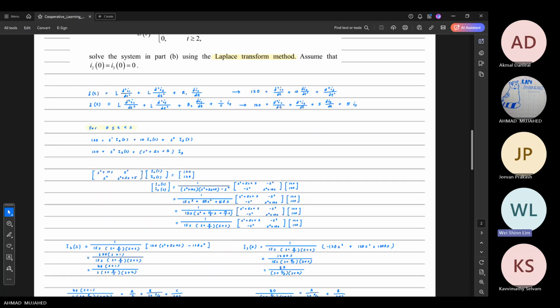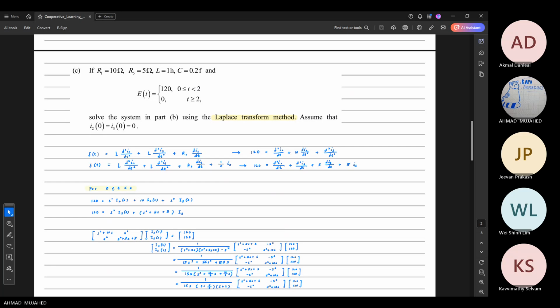In part C, we will sub in the values given in the question, and then we will convert. And from the question, it can be seen that the E(t) is separated into 2 parts, where t is between 0 to 2, and another one is when t is greater than 2. We will solve first for the part t between 0 and 2.